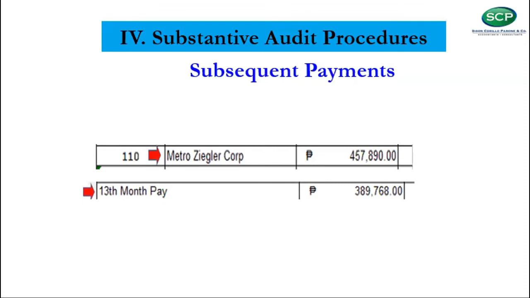So, that is how a search for unrecorded liability is performed. I hope you got this because, as I said, this is one of the most important, if not the most important, substantive audit procedure for accounts payable and accrued expenses. Actually, nung nasa US ako, halos ito lang yung makikitang procedure sa accounts payable, search for unrecorded liabilities lang. That's how important search for unrecorded liabilities is.